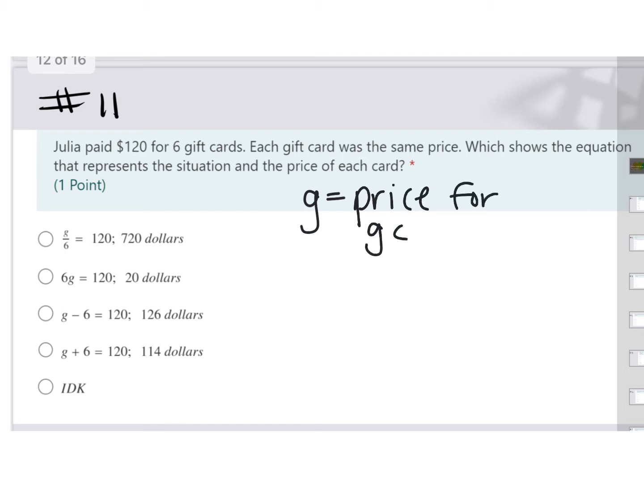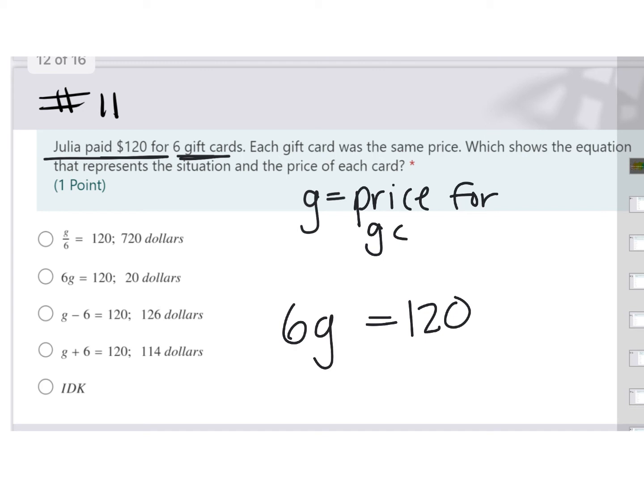All right, so if we look, remember we always want to look for a total here. So it says that Julia paid $120, so we're going to set our equation equal to 120. And we know that she got 6 of the gift cards, but we don't necessarily know how much each of them were worth. So if we do 6 times the price of the gift card, it should equal $120.